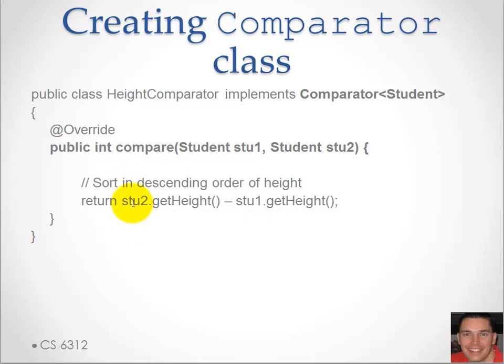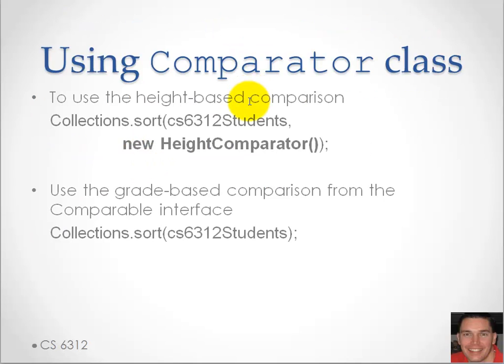So I can say student2 get height minus student1. So if student2 is taller, it's going to return a positive value, which then means the student1 needs to occur after, or in this case, is a greater object. And so I can use that to change whether I'm going to sort in ascending or descending order.